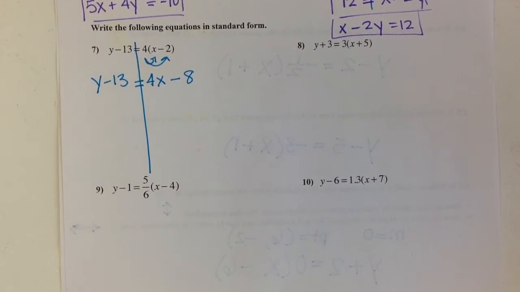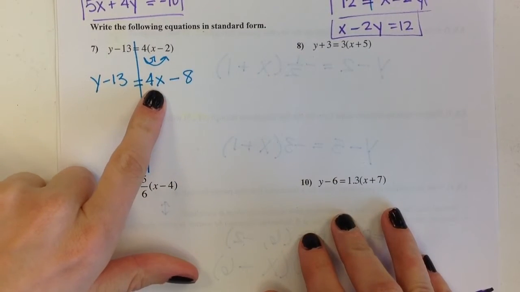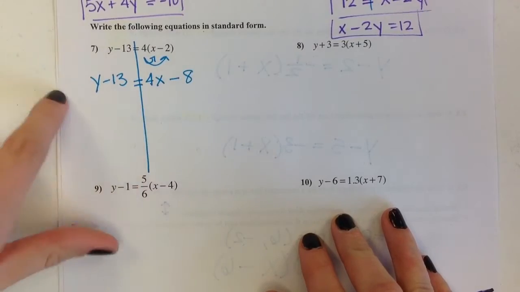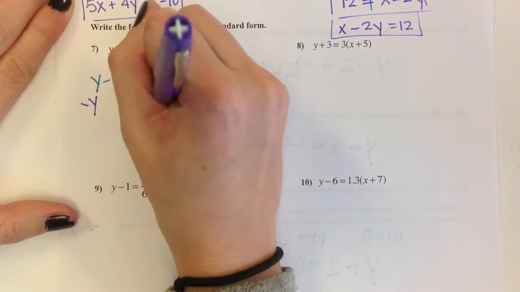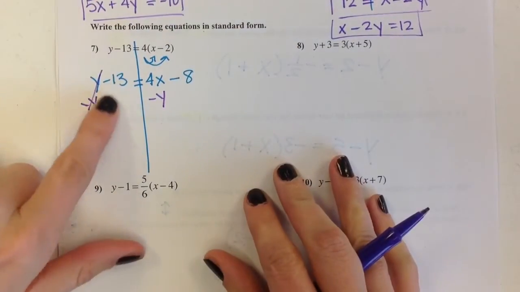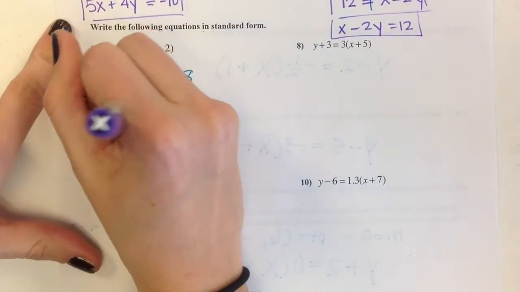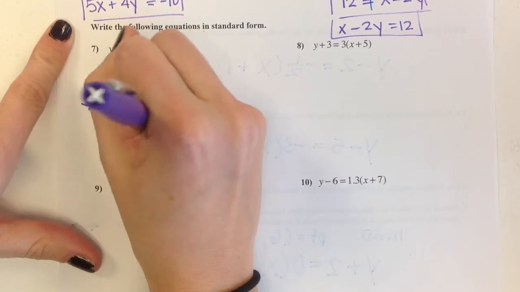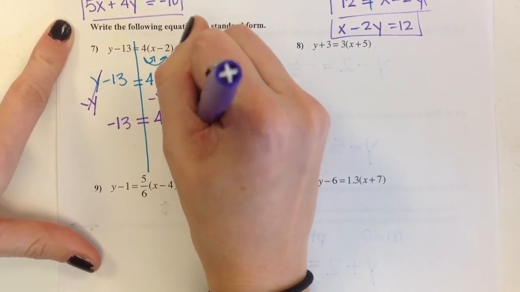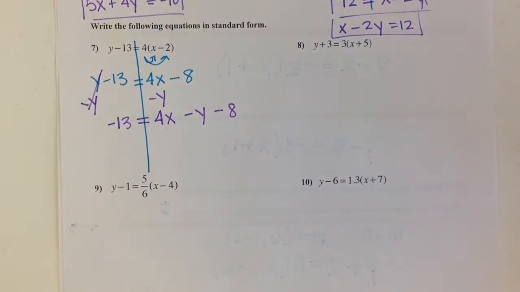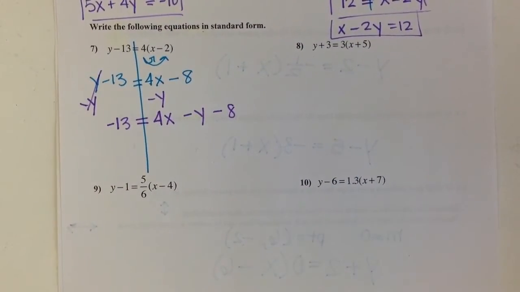Now, again, I need my x and y together, and I want the x to be positive. Right now, my x is positive, so I'm going to keep it over here. I'm going to move the y. If I have positive y, I'm going to subtract y from both sides. On this side, I'm not left with 13, I'm left with negative 13 equals, I'm putting it in order, 4x minus y minus 8. So I have my x and y together.